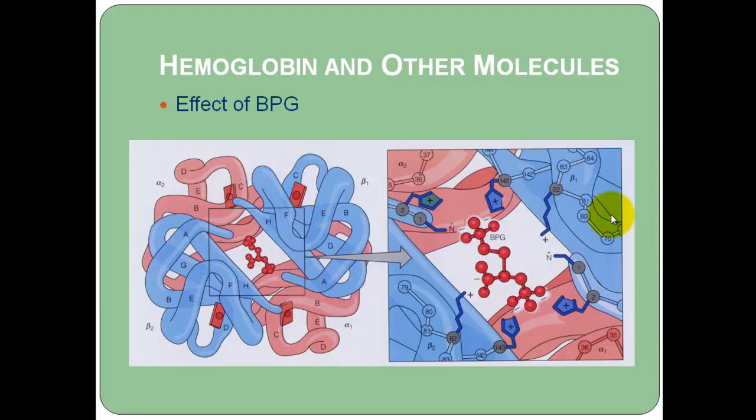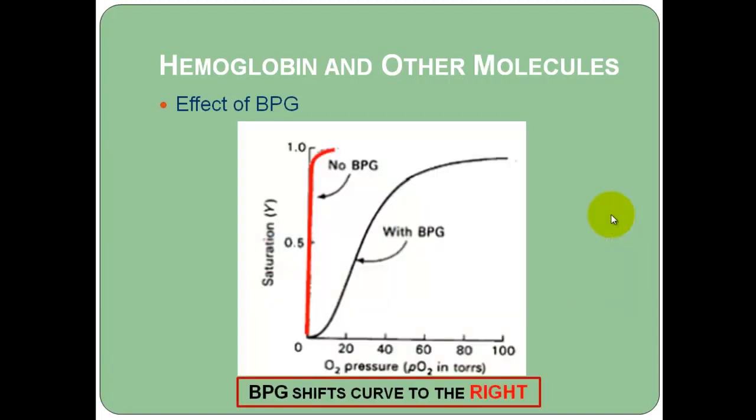In fact, it's the affinity for BPG that differentiates maternal and fetal hemoglobin. Since fetal hemoglobin binds less strongly to BPG, its hemoglobin curve is shifted to the left compared to maternal hemoglobin curve. That's what this graph here shows you. With BPG, the saturation curve is much more shifted to the right compared to no BPG. So fetal hemoglobin is more like this curve, while this is how adult hemoglobin is. Essentially, the effect of BPG is that it shifts the hemoglobin curve to the right, causing more oxygen to be released.